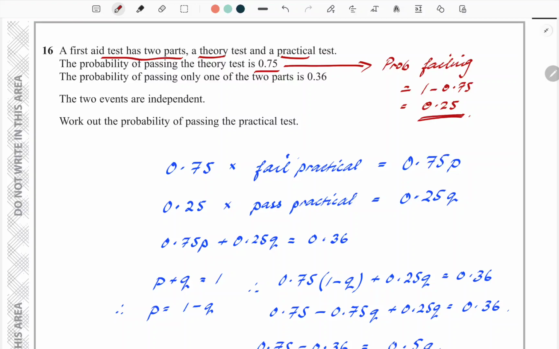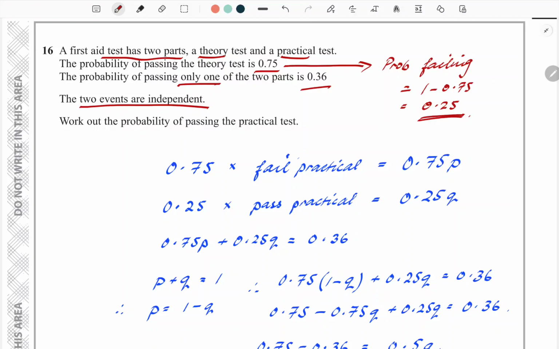And then it says the probability of passing only one of the two parts is 0.36. And the two events are independent. So it doesn't matter whether you pass something, it doesn't affect your next test. They're completely independent of each other.